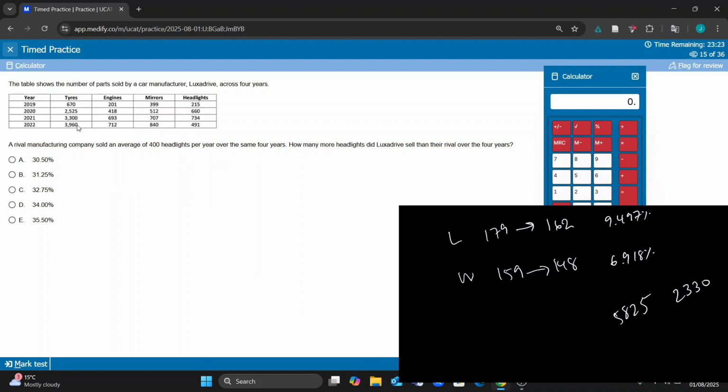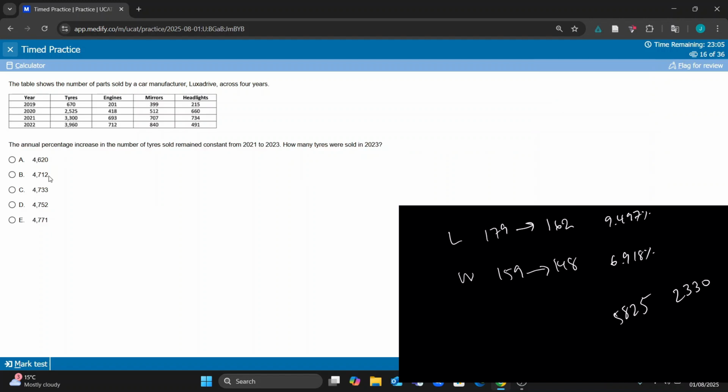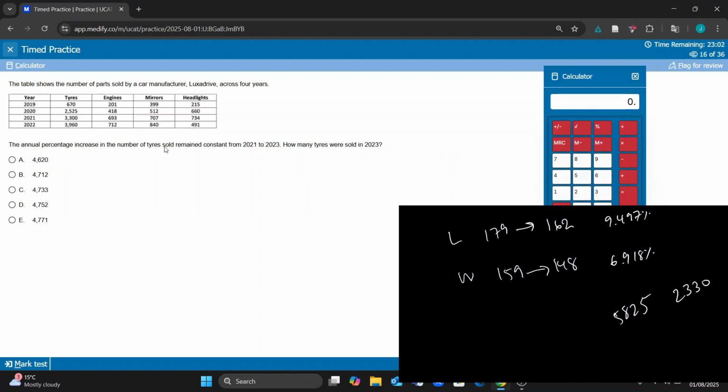Sold an average of 400 headlights per year over the same 4 years. How many more headlights did Luxor Drive sell than their rival? 215 plus 660 plus 734 plus 491 minus 1600. Okay, so 500 divided by 1600, so 31.25. The annual percentage numbers of houses sold remained constant from 2021 to 2023. Okay, so 3960 minus 3300 divided by 3300. So it's a 20% increase. So 3960 times 1.2.